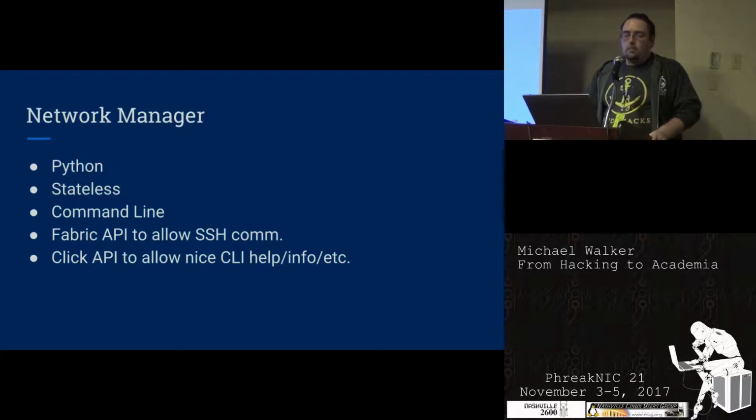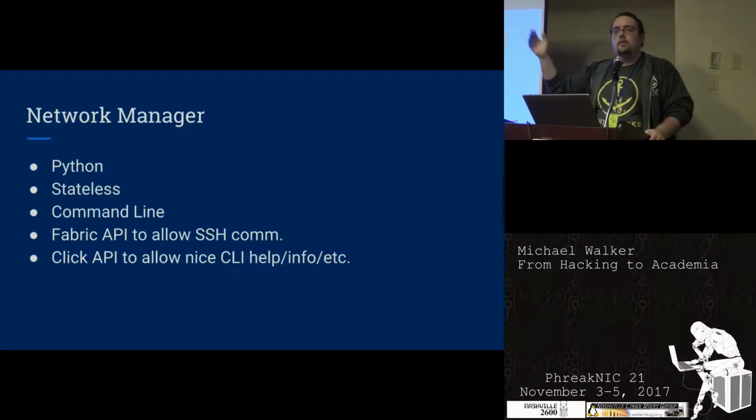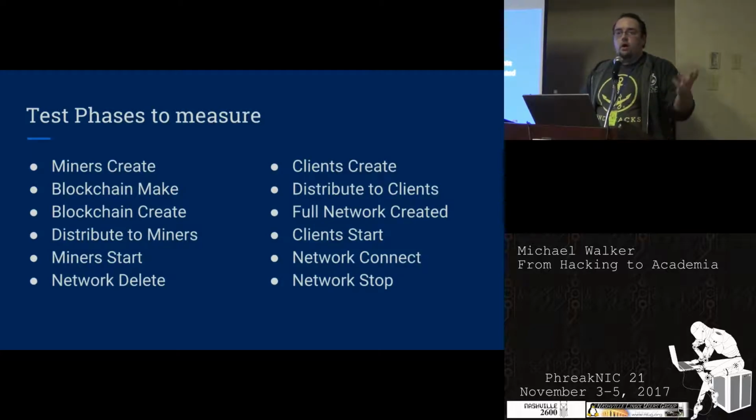So the program is stateless, which means it has no internal memory. Everything is from a command line argument. And the purpose of that is that it can be integrated into other programs. Those programs can keep track of where they're at, or the order of things, the calls to make. It's command line. It uses the Fabric API to allow, oh, wow, the mysterious thing that, let me tell you, almost no undergraduates know about, called SSH. I wish I was kidding. And then the click API, which is a Python API to allow nice command line arguments with help menus and display things nicely.